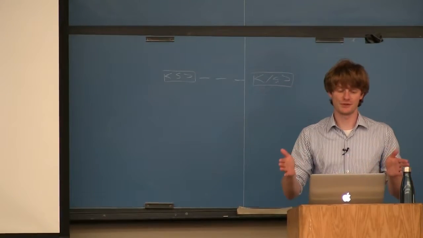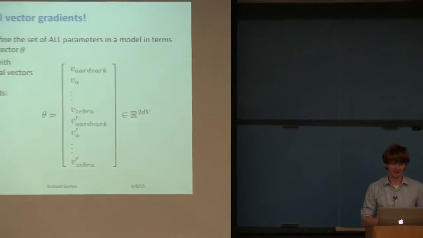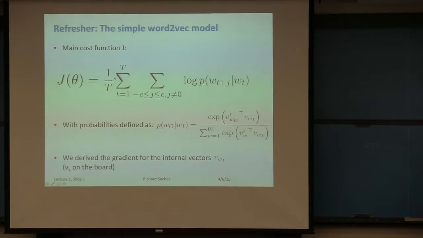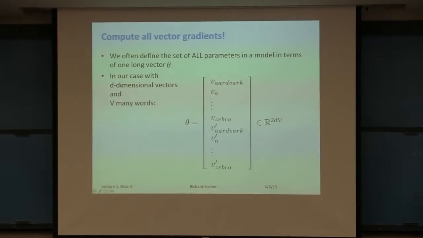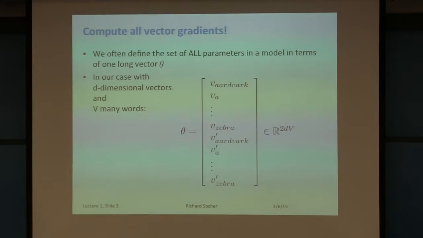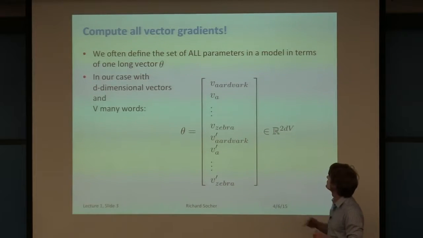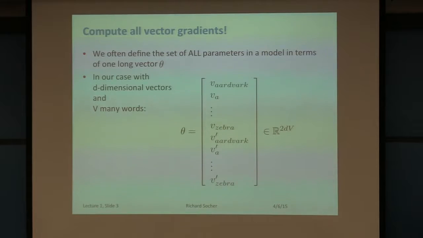Basically we have to compute the gradients for all the different vectors that appear in our data set. And what I also skimmed over last time was that our cost function entirely we will call J of theta. And this theta is essentially a concatenation of all the parameters in our model. In our case, where we only have word vectors, there are no other matrices yet, we will just concatenate all these d by 1 vectors into one gigantic 2dV vector. And V is the size of our vocabulary.